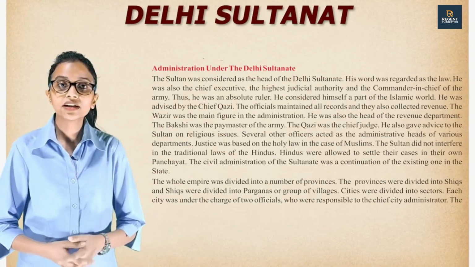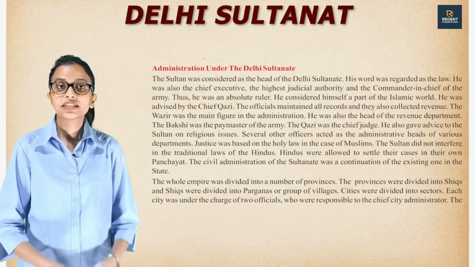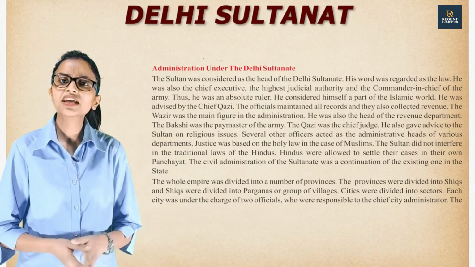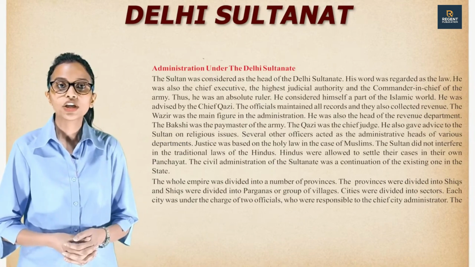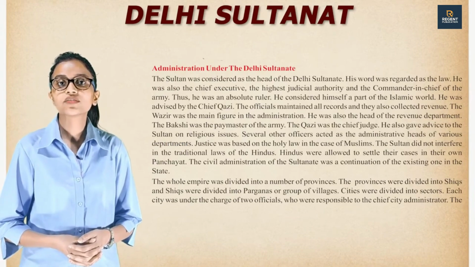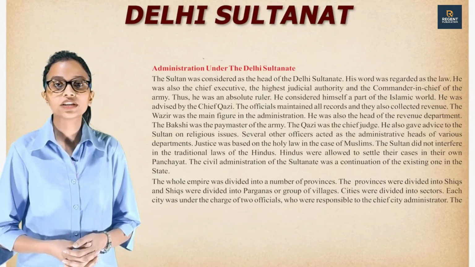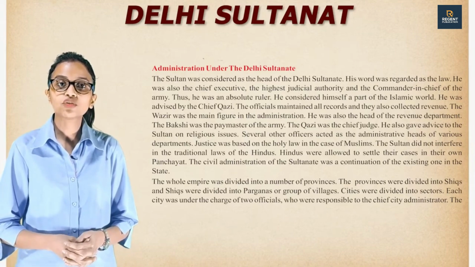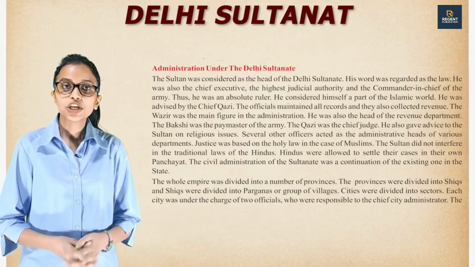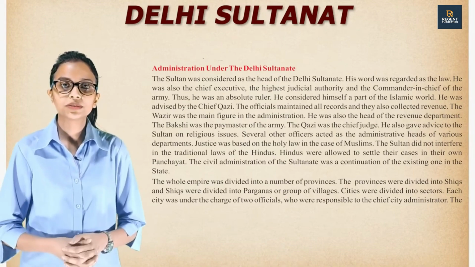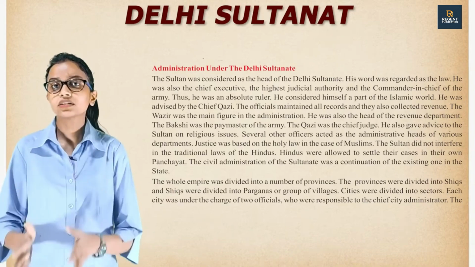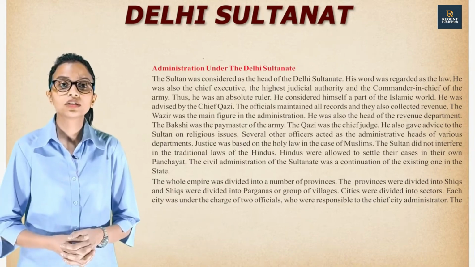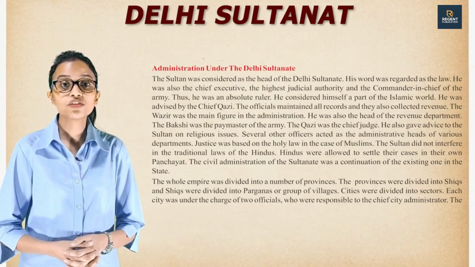Administration under the Delhi Sultanate. The Sultan was considered the head of the Delhi Sultanate. His word was regarded as the law. He was also the chief executive, the highest judicial authority, and the commander-in-chief of the army. Thus, he was an absolute ruler. He considered himself a part of the Islamic world. He was advised by the chief Qazi.